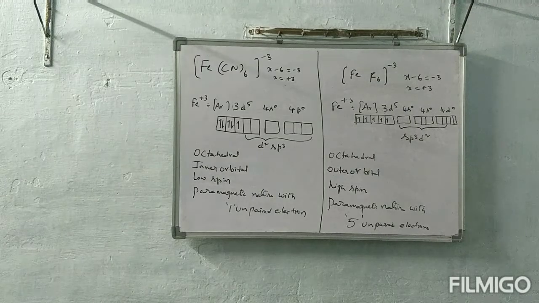Second one is paramagnetic with 5 unpaired electrons. Second one has the higher magnetic moment value. First one has the lower magnetic moment value. That is the difference. Both are paramagnetic only, but the unpaired electrons are different, na?